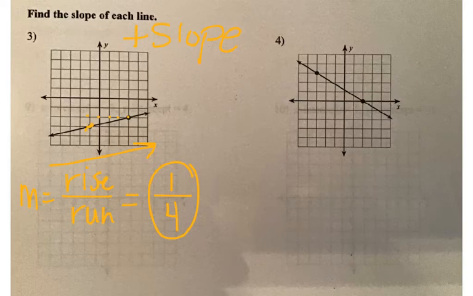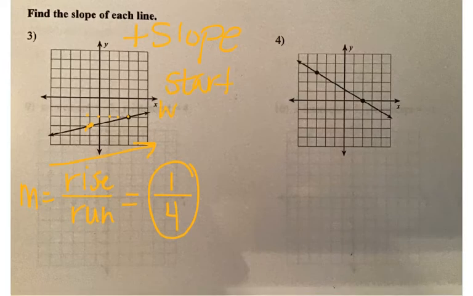We always start with rise, which is up or down. Start with the point on the left. I'm going to write this too for you to start with. Left point. So you're going to go up 1 and get even with the second point, and then run over 4, and that is why your slope is 1/4. So go ahead and try it on number 4, and let's see how you do.